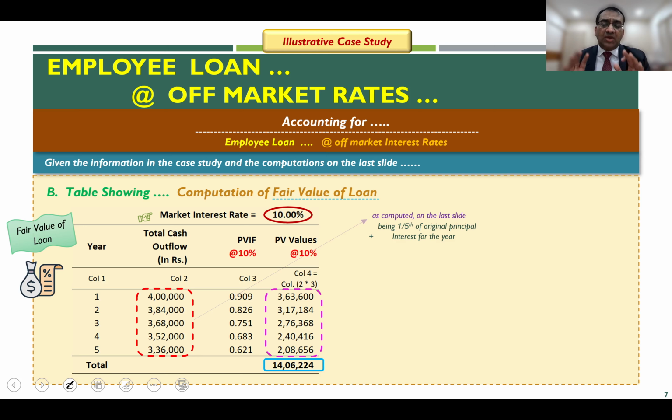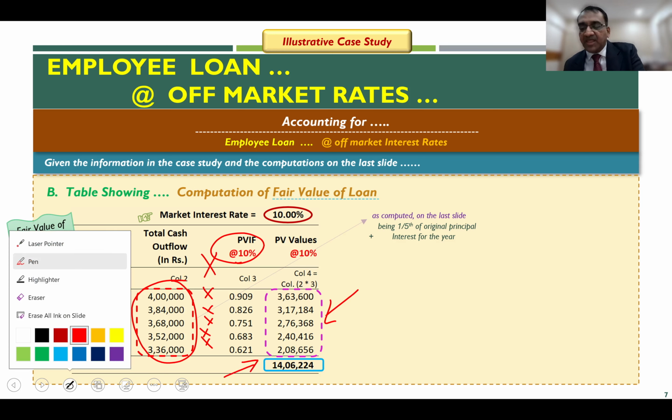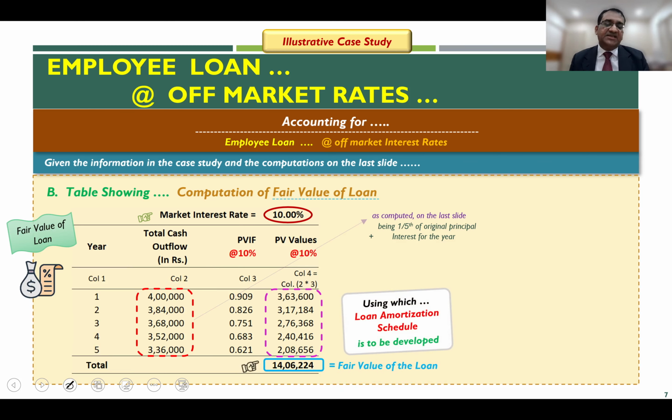So, total cash outflow into the present value factor. If you multiply each of these line items with the present value factor, it will give you your present value. So the present value of this stream of cash flow at 10% discount rate is only 14,06,224. Now this computed number of 14,06,224 will be reckoned as the fair value of the loan. And now you will use this number of 14,06,224 and then you will develop the loan amortization schedule.